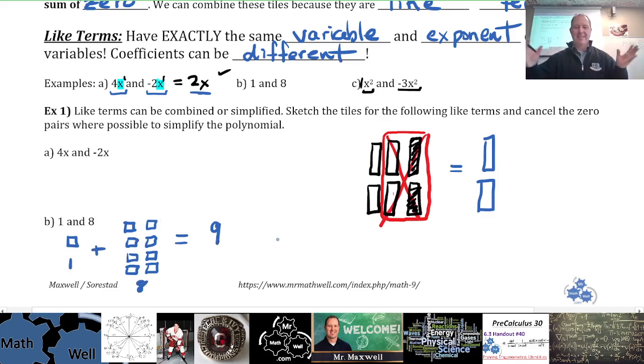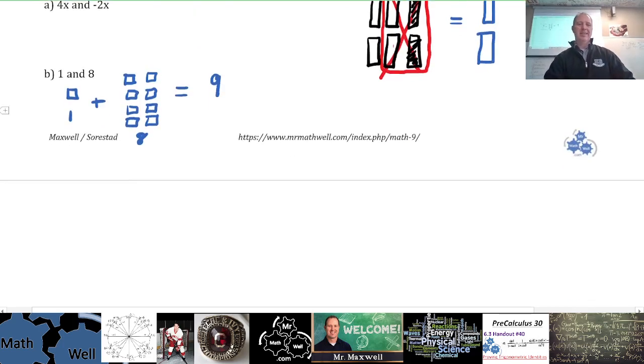So I won't draw them all out again, but 1 plus 8 equals 9. Okay, and that's very straightforward. But you see how we have all the tiles. They're all the same size and shape, so we can simply combine them. And there's no zero pairs here, so we don't have to cancel anything out. Okay, everybody good with that? Like terms, okay? Algebra tiles.